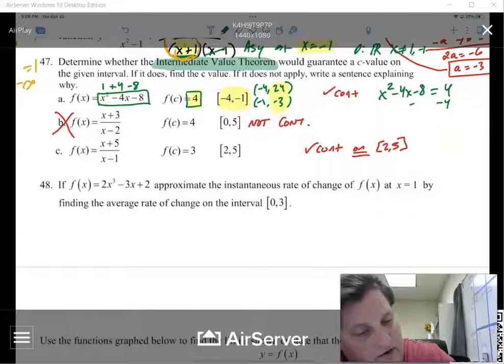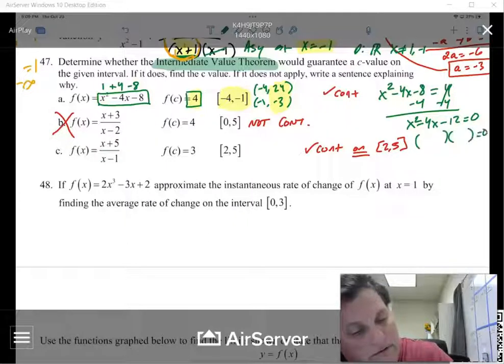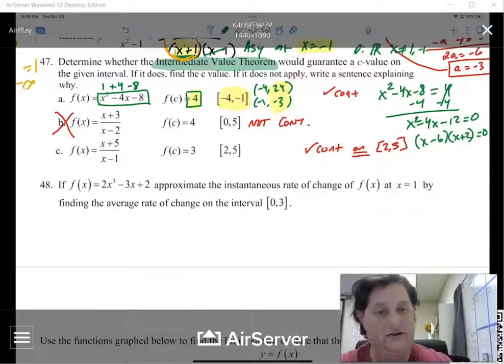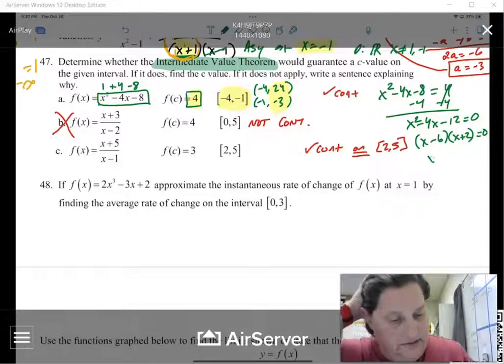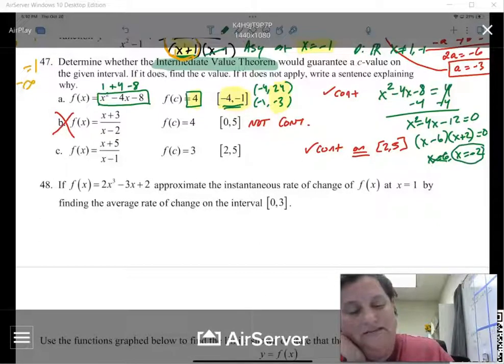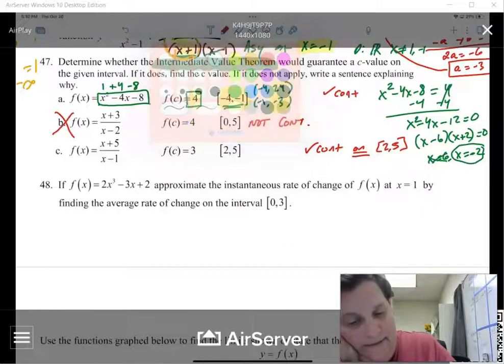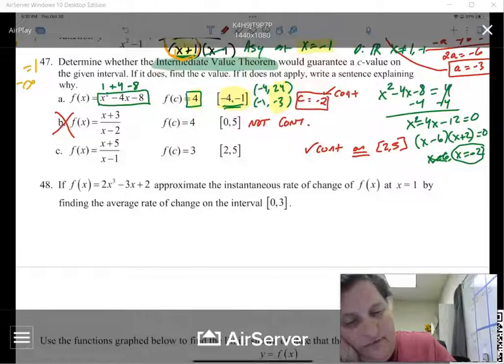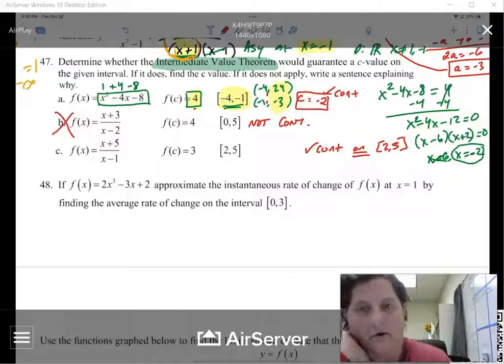If I subtract that over, x squared minus 4x minus 12 is 0. Minus 6 plus 2. And when I factor that, my final answer, you guys, is x could be 6 or -2. That's where it's going to equal 4. Now, in my interval, though, 6 isn't in my interval, but -2 is. So that's the solution for part A. That C value is at -2. That's a number between those that equals 4.